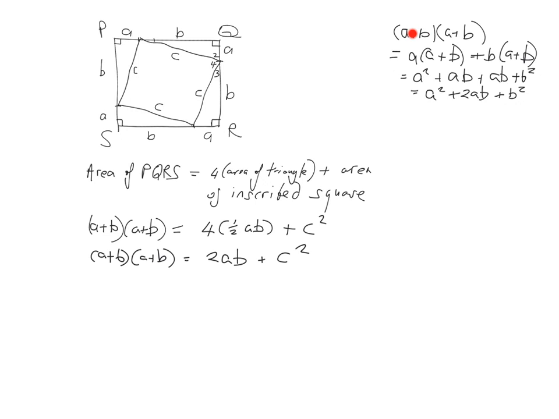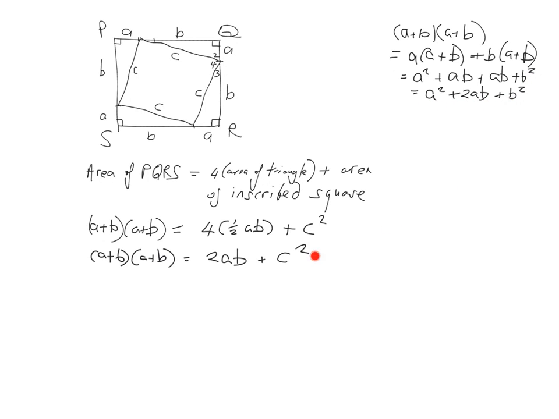Now, if you're multiplying two expressions, the way I prefer to do this is to use the split and repeat method. What that means is you split the first expression into two parts and multiply each part by the second expression. So a times (a plus b) plus b times (a plus b). And then you multiply out the brackets, you get a squared plus ab plus ab plus b squared. And that simplifies down to a squared plus 2ab plus b squared.